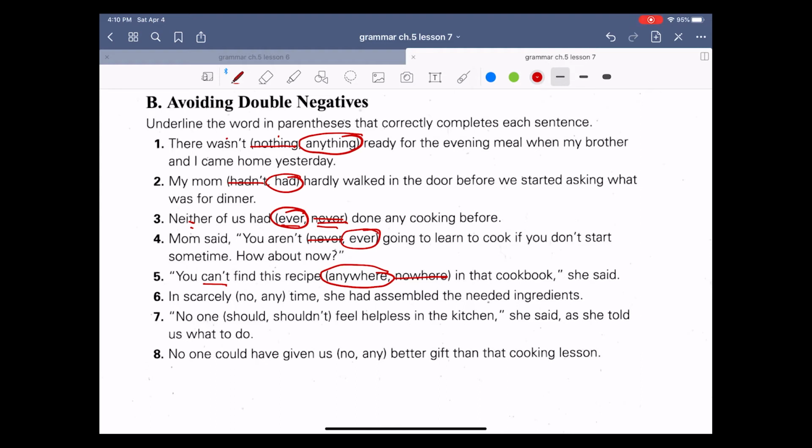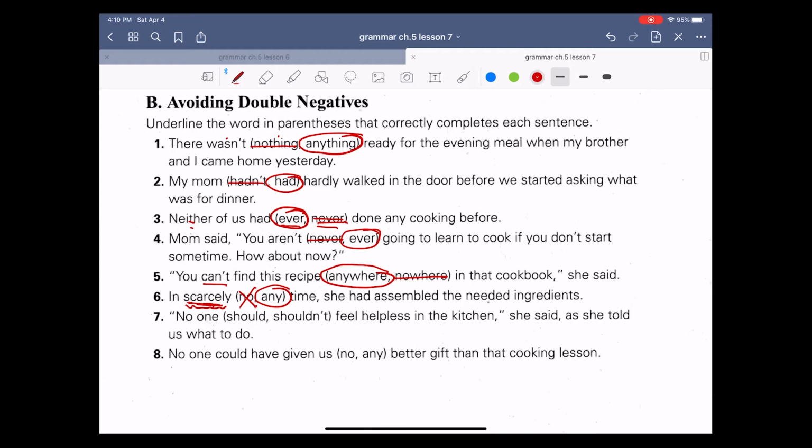Number 6, in scarcely. Remember from the above parts of this worksheet, scarcely is a negative. Scarcely no, we can't use no because that would be a double negative, two of them in a row. In scarcely any time, she had assembled the needed ingredients.